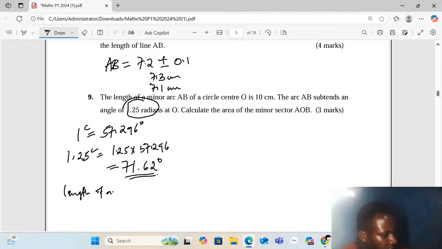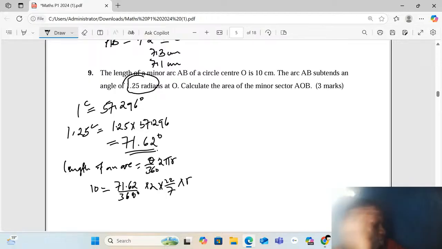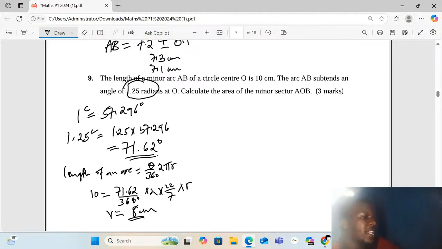Then the length of an arc is equal to theta over 360 times 2 pi r. Now we are given the length of the arc to be 10. So 10 equals theta over 360 times 22/7 times 2 times r. We don't know the radius, so we simplify for the radius. So our r, when you work this out, you get 8 centimeters radius.